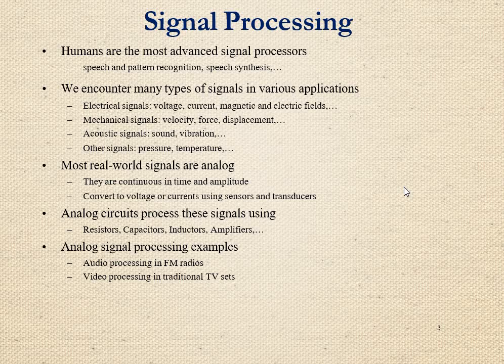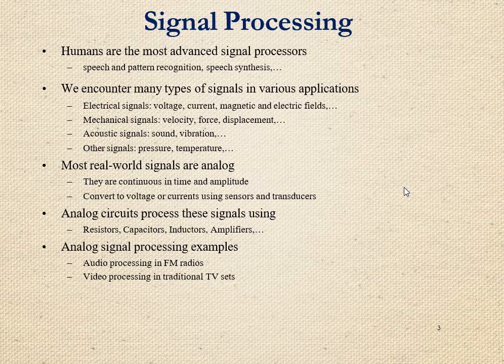For example, we know electrical signals, mechanical signals, acoustic signals, and other signals. Examples of electrical signals are voltage, current, magnitude, electric fields, etc. Velocity, force, and displacement are some examples of mechanical signals. The acoustic signals are sound, vibration, etc. Other signals are pressure, temperature, etc.